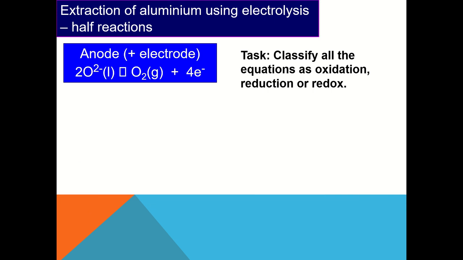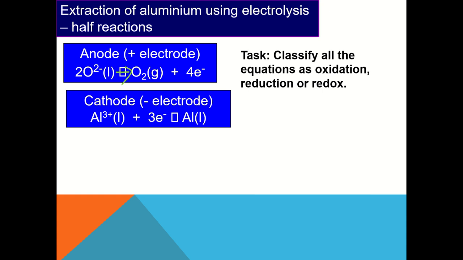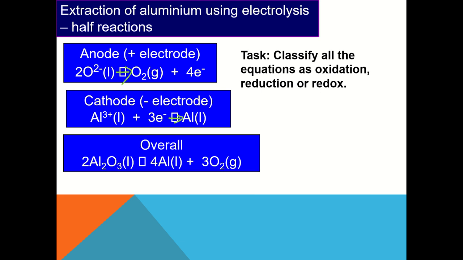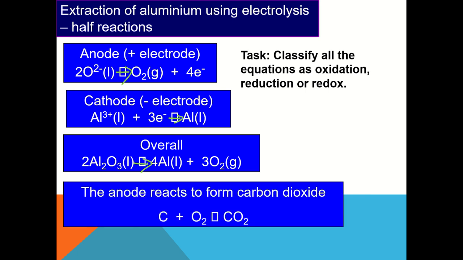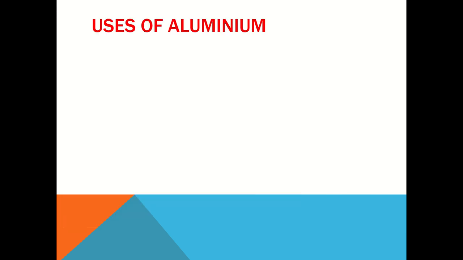So you have various reactions that are going on. I've already sort of spoken about them. At the anode, the oxide ions are turned into oxygen, they lose electrons. Okay, that is oxidation. At the cathode, you have the aluminium ions gaining electrons. Okay, that is reduction, gain of electrons. The overall reaction then is the aluminium oxide turning into aluminium and oxygen gas. And then you have that reaction happening at the anode, where the carbon solid gets converted into carbon dioxide through an oxidation process with oxygen.